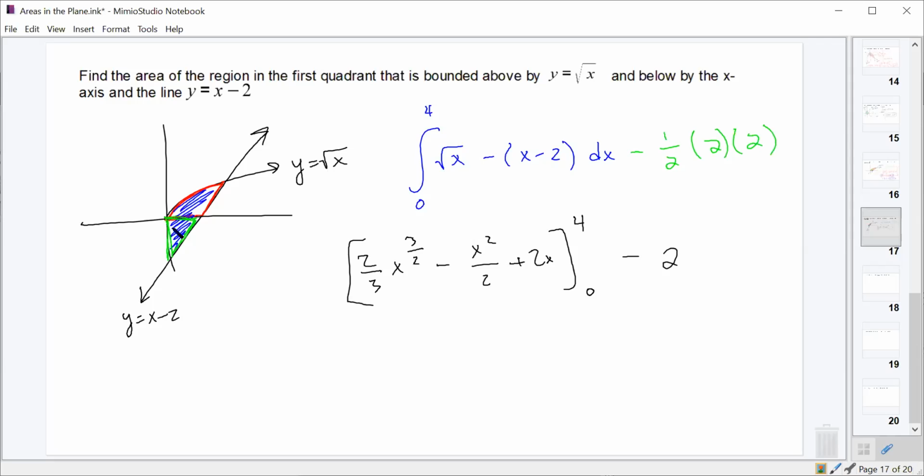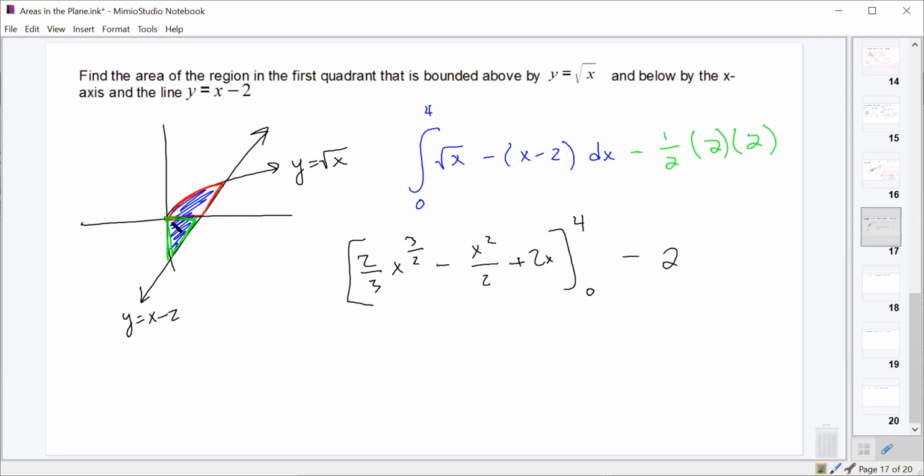Right. We could, if you wanted to, do this as minus the integral of x minus 2 from 0 to 2. Well, actually, we'd have to add it because it's below the x-axis. But yeah, that'll come out to be -2. Since it's a geometric shape that we know, we can just find that area and subtract it off.